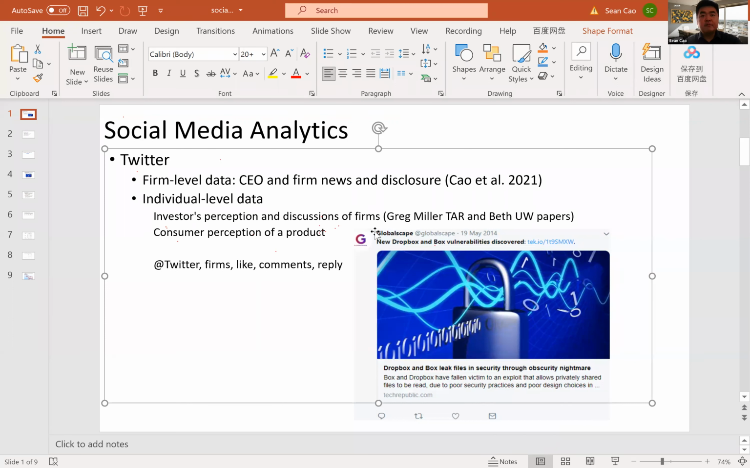So this is about firm level news. What I'm saying is Twitter is not just a place for fun. You can find a lot of business information about the firm. Here, you can find information about Dropbox, and information about Globescape, which cares about Dropbox. You can find all this information, right? And how exactly you can use this information to analyze for investors, and how exactly you use the information to analyze for managers. This is the example we're going to discuss today.